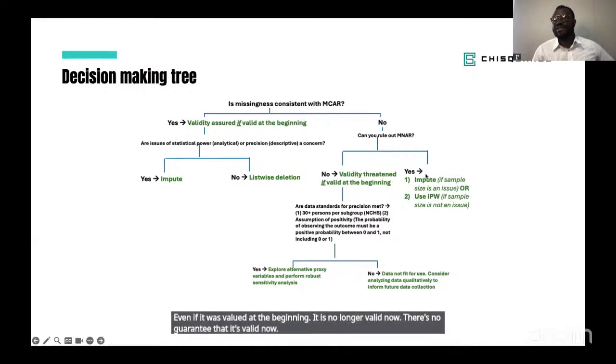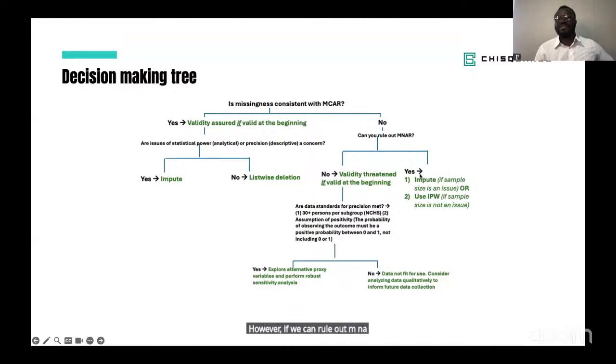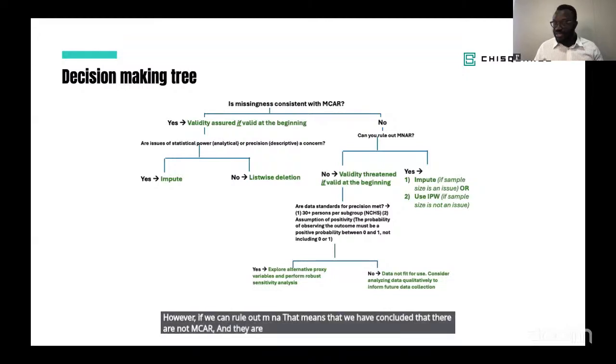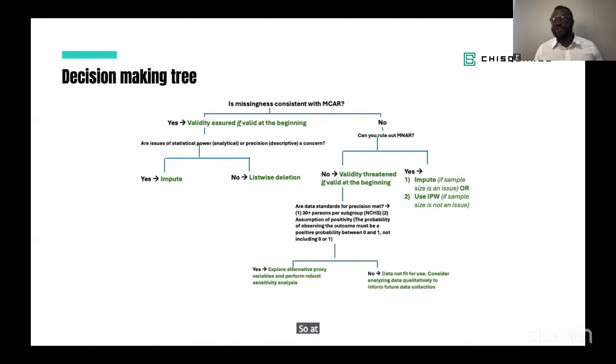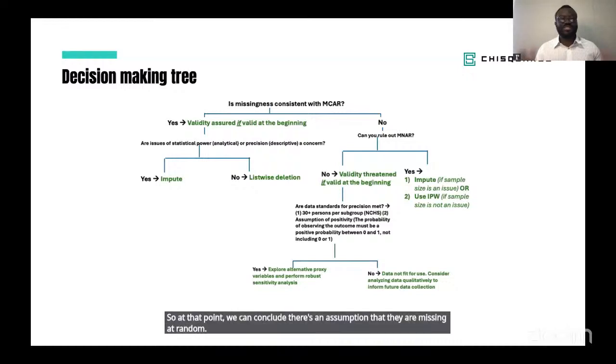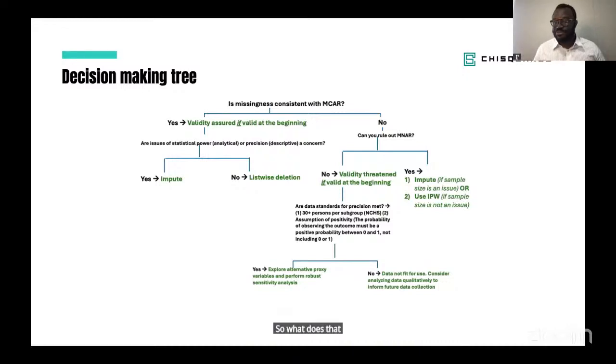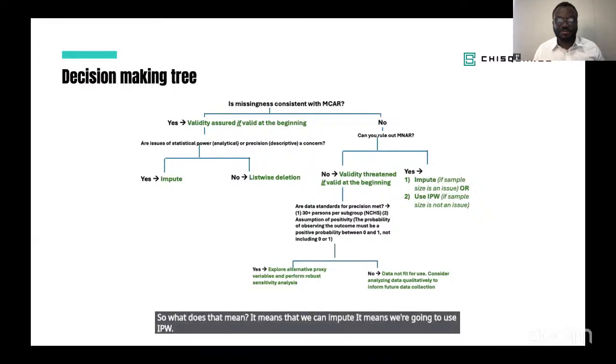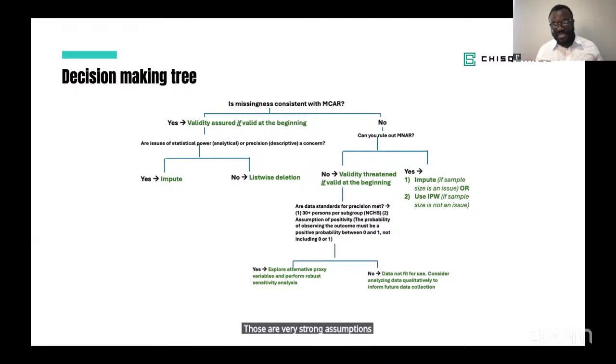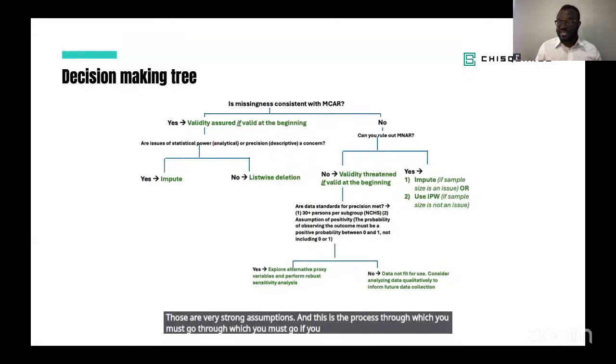However, if we can rule out MNAR, that means that we have concluded that they are not MCAR and they are not MNAR. The only option remaining is MAR. So at that point, we can conclude that there is an assumption that data are missing at random. So what does that mean? It means that we can impute. It means we can use IPW. Those are very strong assumptions. And this is the process through which you must go if you are thinking of using any of these techniques.